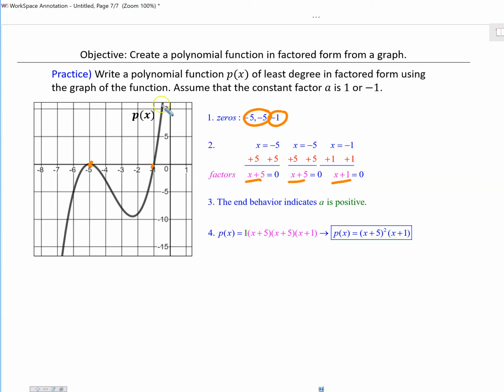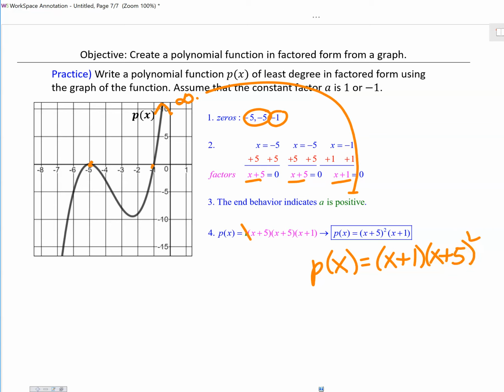The end behavior of the right end going to positive infinity tells us that our a value is +1. And then setting that up, anything times 1 is itself, so I don't keep that 1. And then x plus 5 times itself becomes x plus 5 quantity squared. It's also okay if you wrote p of x equals with the x plus 1 first, followed by the x plus 5 quantity squared.